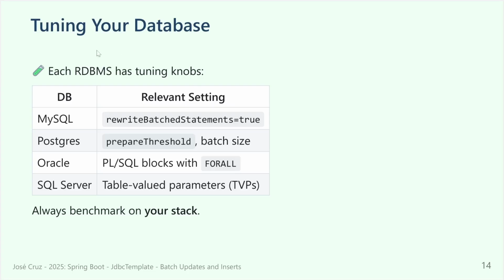Again, as I was saying, check your database because it changes, and some of them have some limitations, but they also provide configurations that you can change. Like for instance, in MySQL you have rewriteBatchedStatements. There is prepareThreshold in Postgres. Oracle has something called forAll. SQL Server has an alternative called table valued parameters, things like that. There are a lot of things that you can take advantage of in your development.